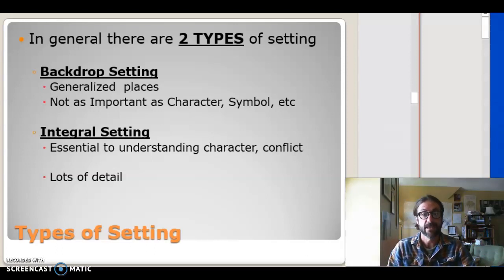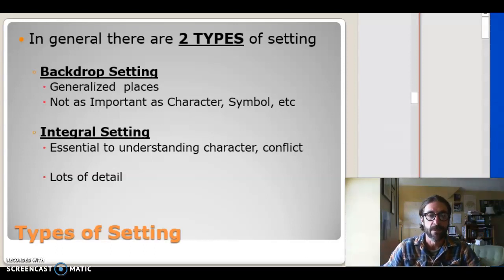Then we have integral settings, settings that are essential to understanding character, understanding the conflict, and we usually get lots of detail with integral settings. If you think about The Interlopers, the story from week 1, we got a fair amount of detail about that land. What kind of trees it had, what kind of game it had, what it looked like on that darkest evening of the year. It was an integral setting. Not only did we get a lot of details, but it was also certainly important to understanding both the main characters, their families, and the conflicts, both the external conflict over that land or the internal conflicts that the main characters felt.